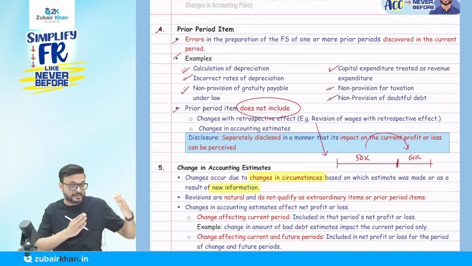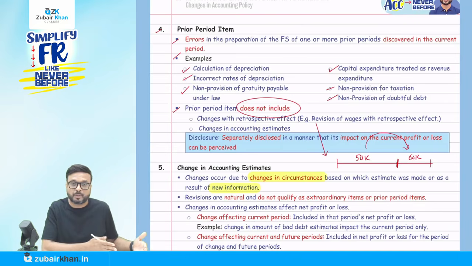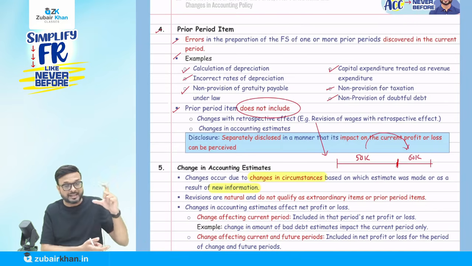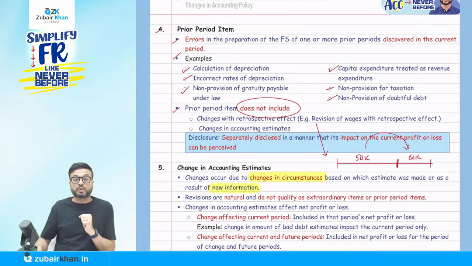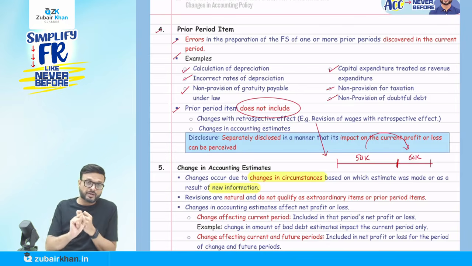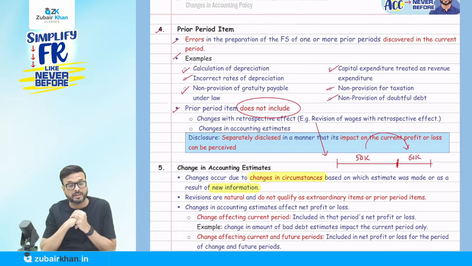But even in the past 8 years, we paid them only 50. Now we have to pay them 60. So whatever the short amount, 10,000 per month, we have paid in the past for the last 8 years, that amount also we have to pay. Some may argue: in the past we recorded only 50, but now we have to pay them 60 for the previous 8 years also, so it's a prior period item.